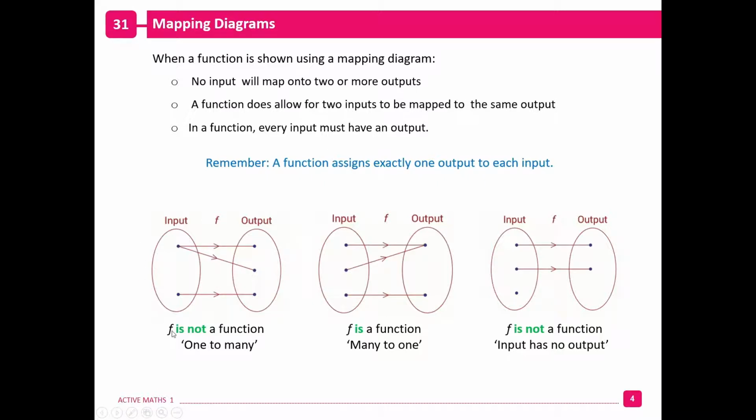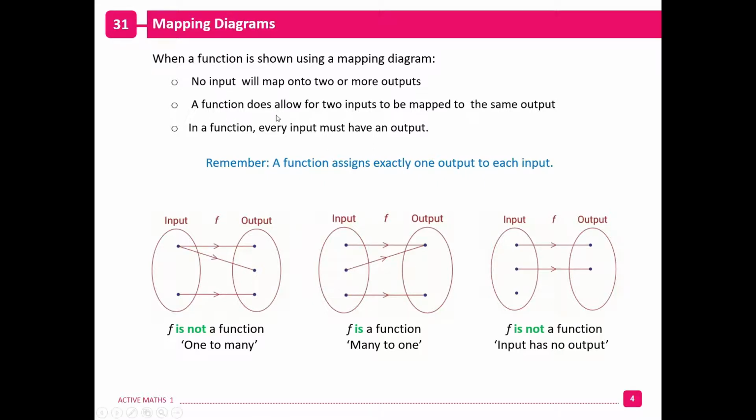So if you look at our first mapping diagram, we've got one input that is being mapped to 2 different answers. One to many. That's not right. So therefore, this function, which has been given the name f, it's not a function. And our reason why, if we're asked to explain, is that no input will map onto 2 or more outputs, or simply that every input must have one unique output.